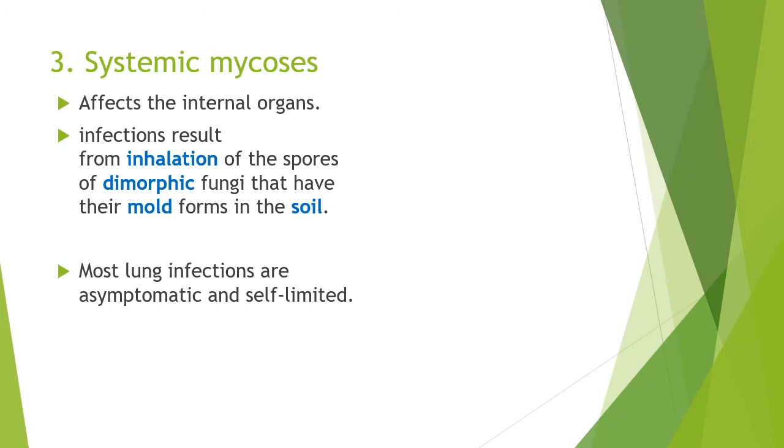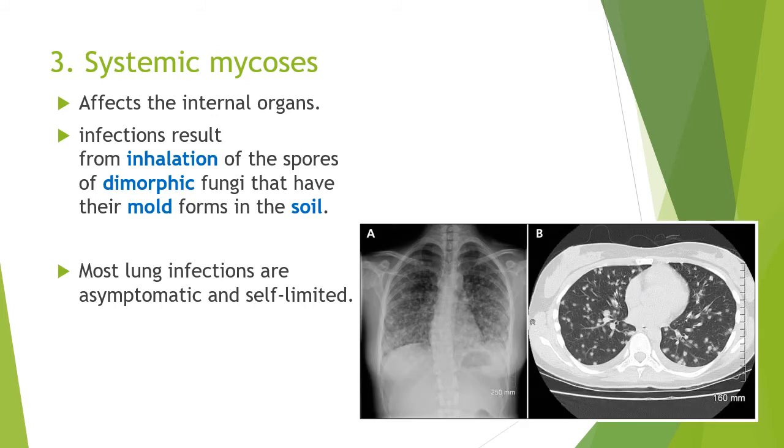But most of these lung infections are asymptomatic and self-limiting. So this means that the patient might have very mild symptoms. He will not come to the hospital unless there is severe manifestation. A very good example of this is pulmonary histoplasmosis, caused by a Histoplasma type of fungi.